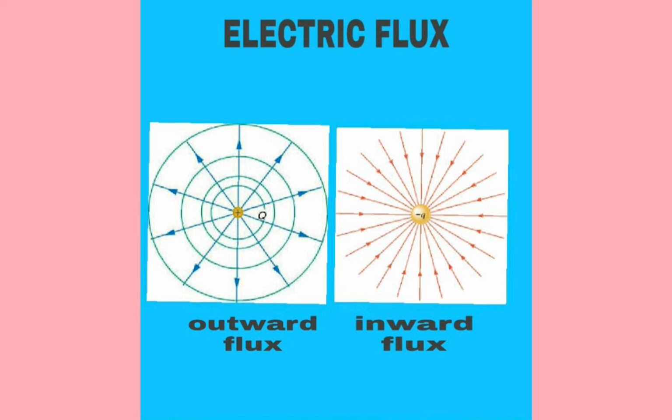It may be the flowing of mass, flowing of particles, or flowing of energy. But in the case of electric flux, here is the flowing of electric field lines. Though we know there is no physical existence of electric field lines, it is the imaginary path of unit positive charge in an electric field.